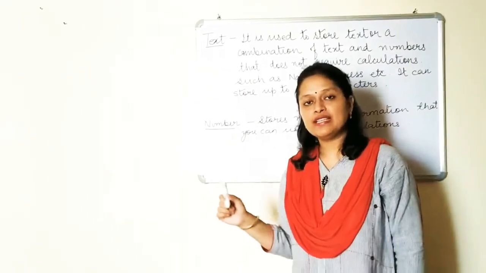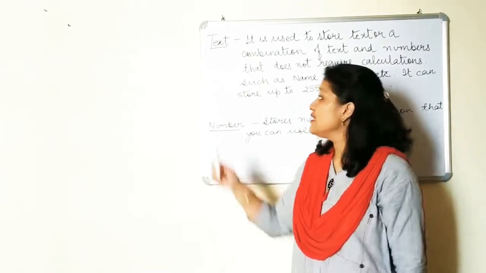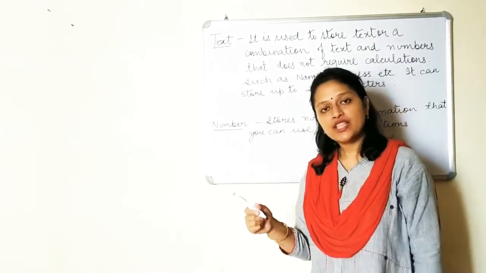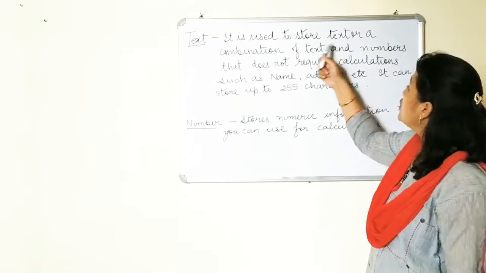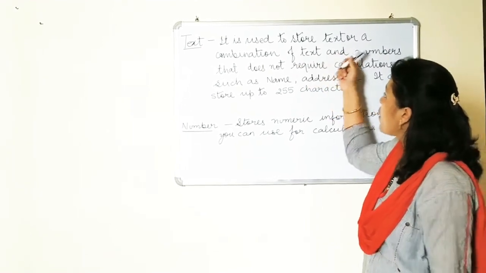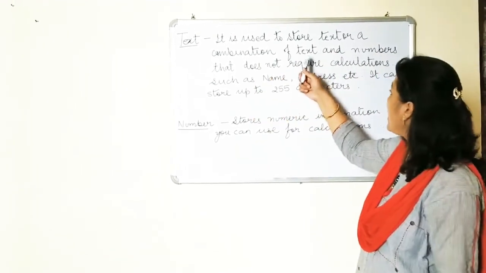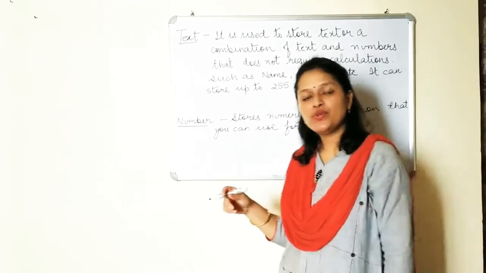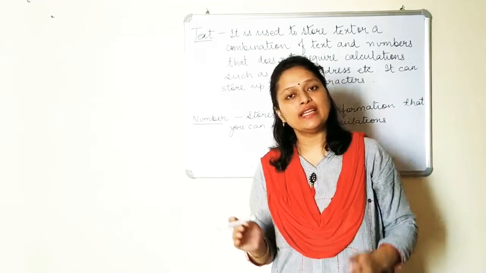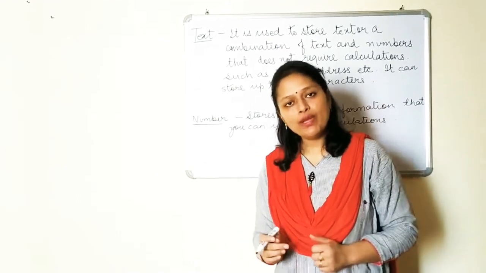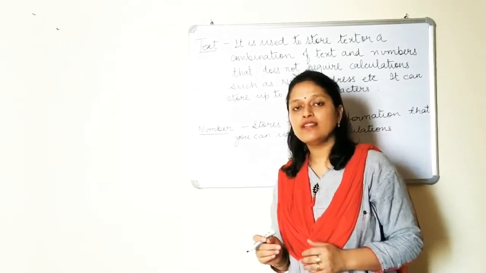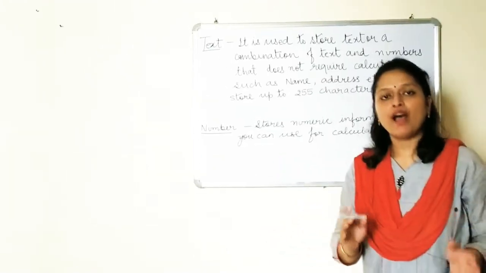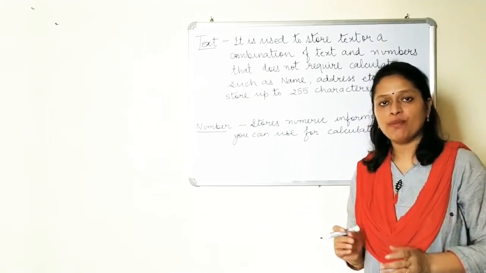The first data type we are going to discuss is text. Text is used to store text or a combination of text and numbers. What I said, it is used to store data either in text or in a combination of text and numbers. Like Ram is in text form.